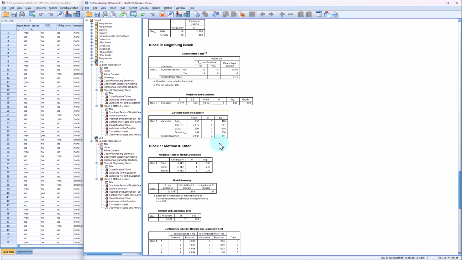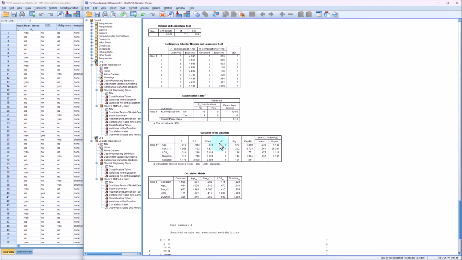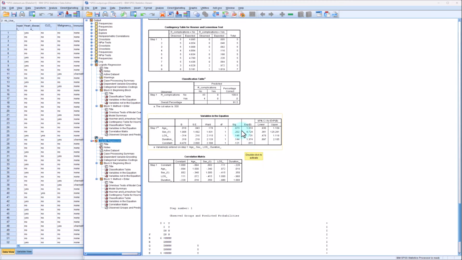Continue. Okay, this time we got some usable odds ratio and confidence interval, but we didn't get any significant p-values. So these variables, age, sex, length of hospital stay and duration of antibiotic therapy, were not factors predictive of development of complications. This model predicted 91.5%, so this was a good model.